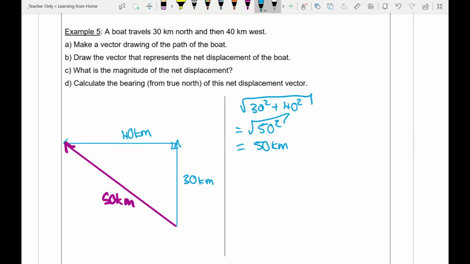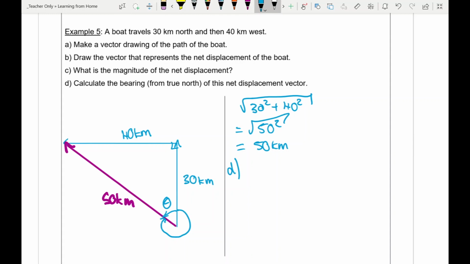And then if we were to calculate the bearing from true north of this net displacement vector, that means we're looking for the value of this angle here. Oh, it's true north, so actually we want it to go around like this. But to do that, we first need to know what this inside angle is. So how do we find theta when we've got a right angle triangle? Well, we just apply trigonometry. So part D, that angle, we are fortunate in that we have all 3 sides. We could choose any of them. I'm going to choose 30 and 40 kilometers.